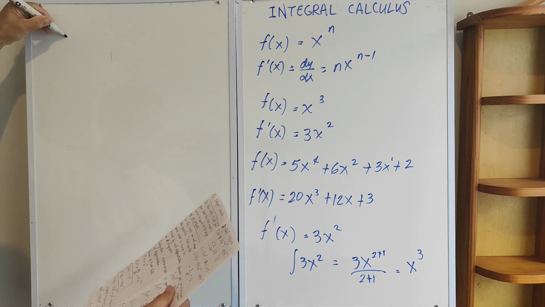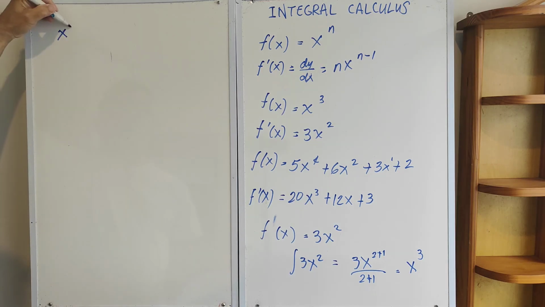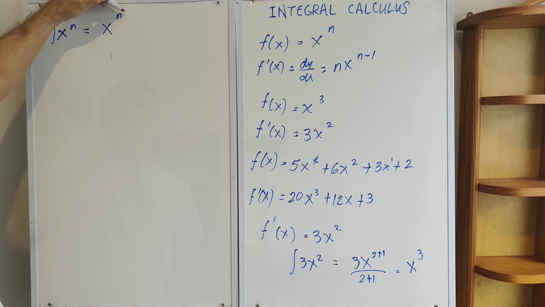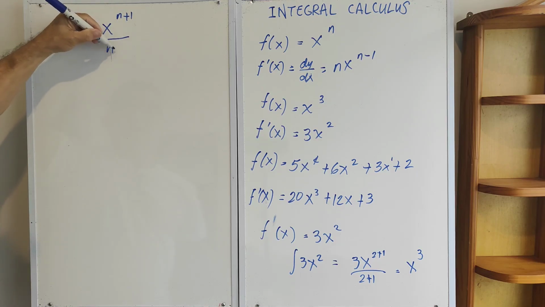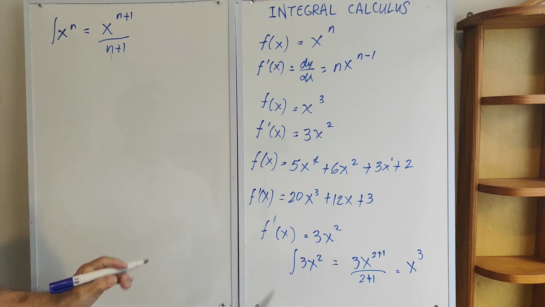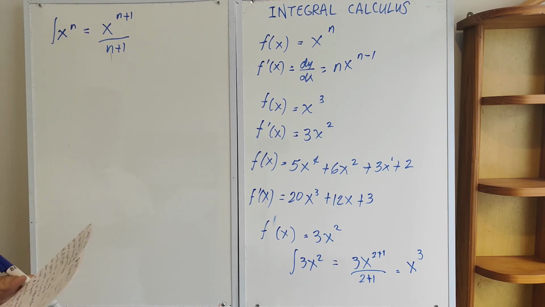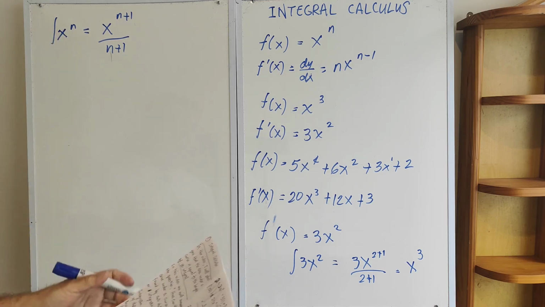So this is basically the formula. If you have x, the integral of x to the n will be equal to x to the n plus 1 over n plus 1. So I'll try to make it as simple as possible. There are some other things I have not included.